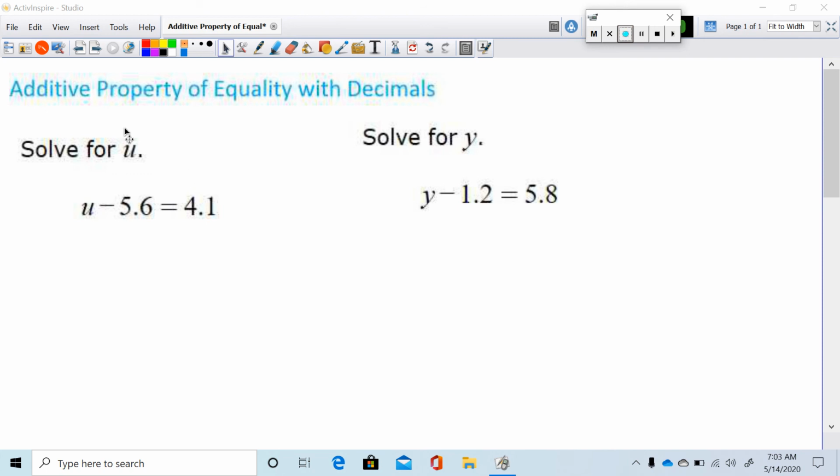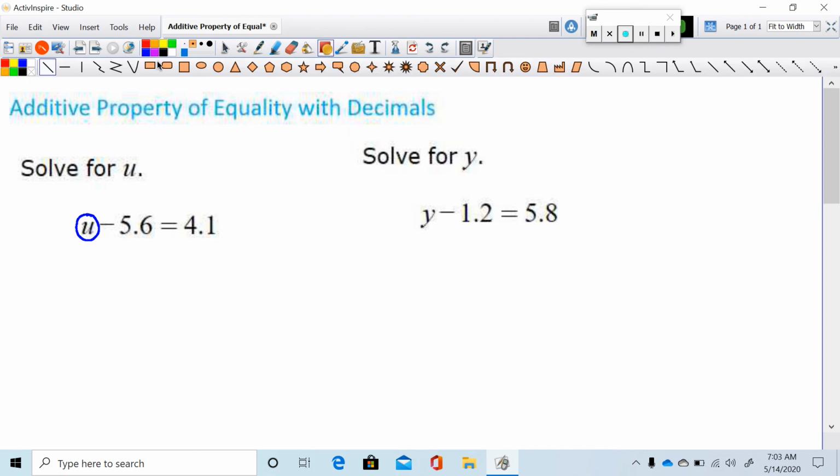Okay, when you're solving for a variable, I'm going to circle this so you can see what we're trying to do. We're trying to get that letter by itself. So if you look, let me show you here.